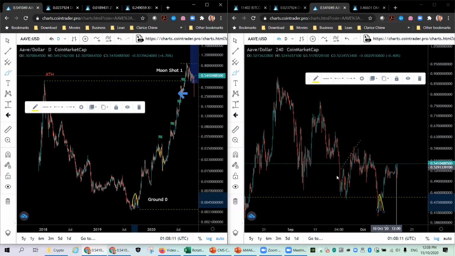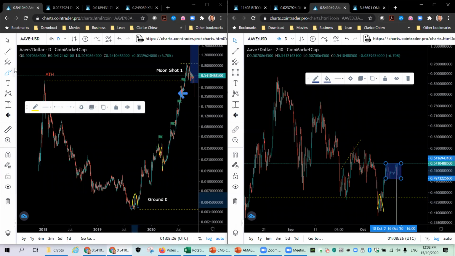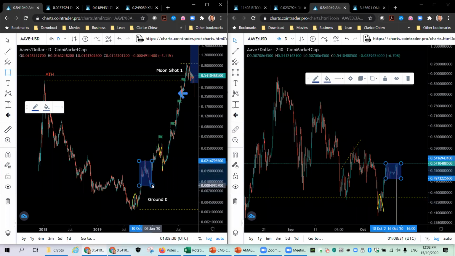So this structure here, unfortunately, did not play out too well because of obviously the migration. But that structure there, while it doesn't look good or anything, I'm quite happy to call it that structure over here.